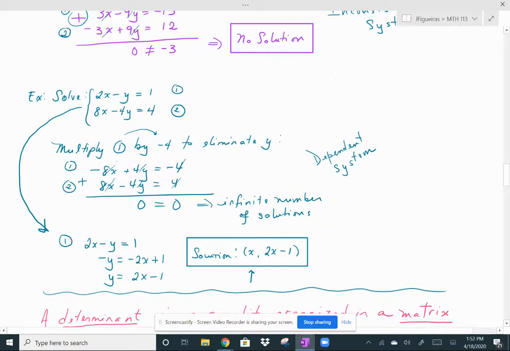So I'm going to take equation 1 and solve it for y. In other words, put it in slope-intercept form. When you do that, you get that y is 2x minus 1. So that's what you put in here for the y coordinate. So every possible solution can be represented by the solution that you see here in the box, where your coordinates are (x, 2x minus 1).